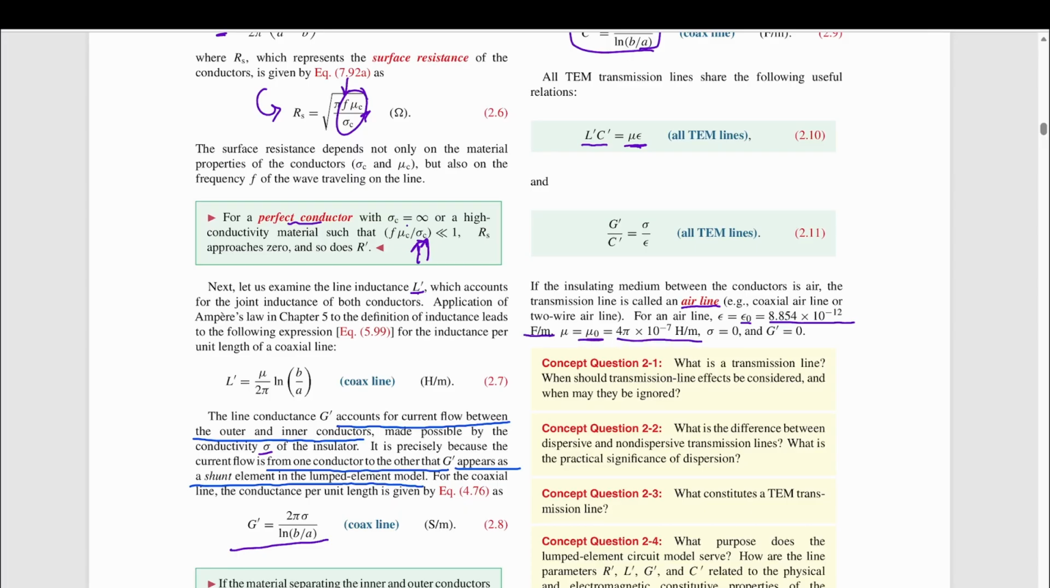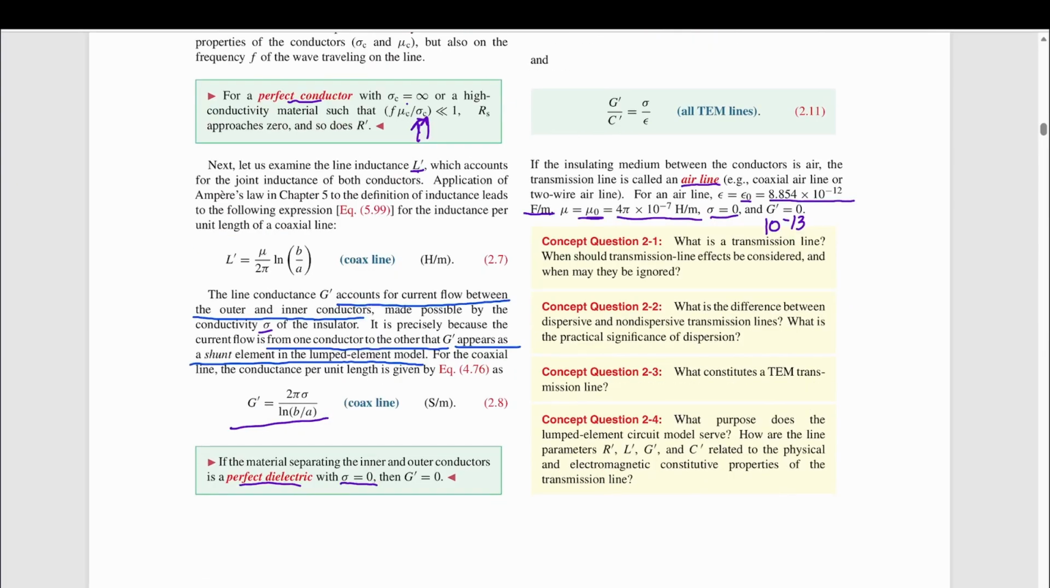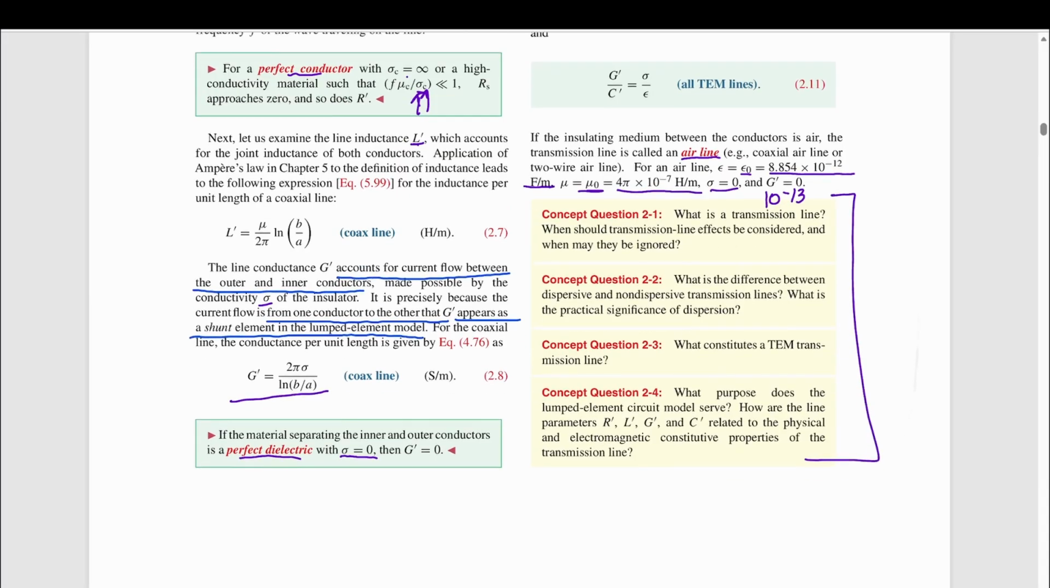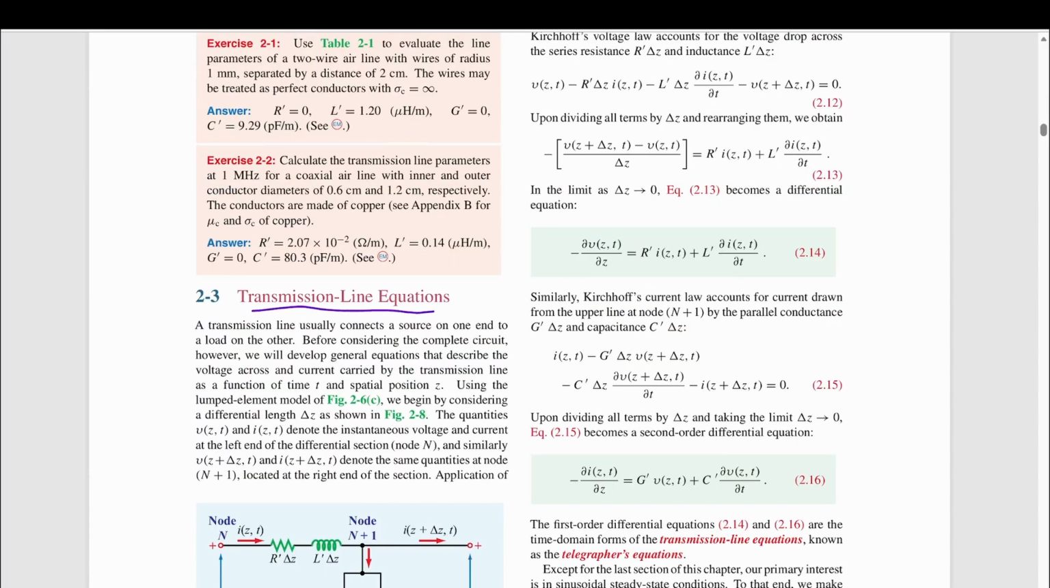For air, sigma, the electrical conductivity, is very small, on the order of maybe 10 to the power negative 13. So here it is considered to be 0, and G' depends on that, so G' is also 0. This is the end of this section. Those are some concept questions we knew from the first and the second section. Next is transmission line equations.